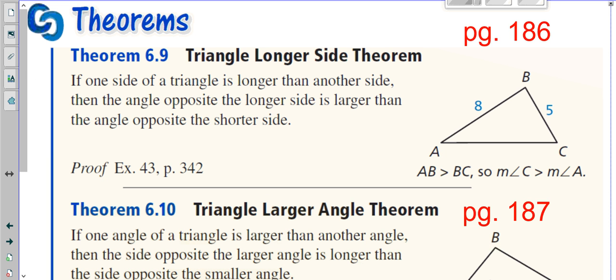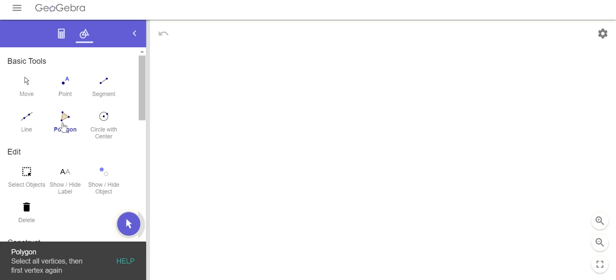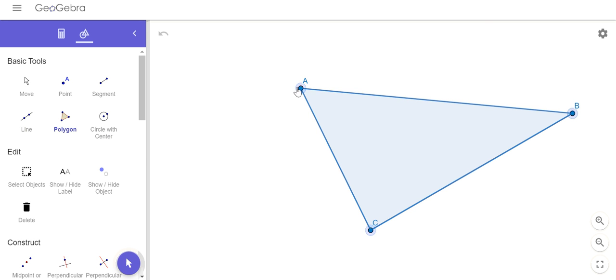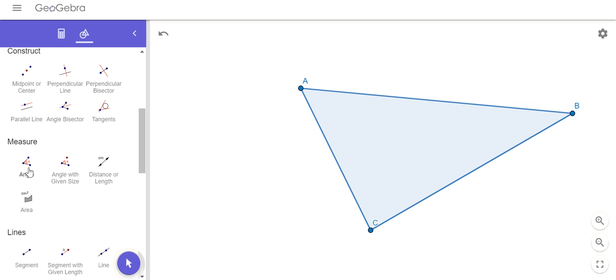So what I'm going to do is use a little GeoGebra to have a better sense of what these theorems are saying. So you just go ahead and create a triangle. Okay, and what I'm going to do is I'm going to go ahead and measure all my angles and then measure my sides.